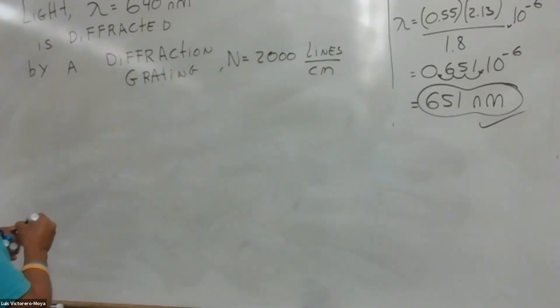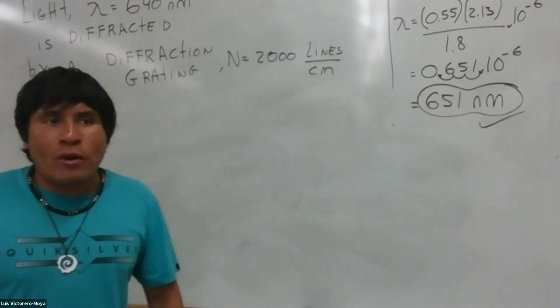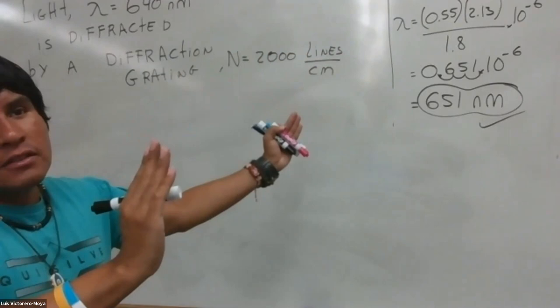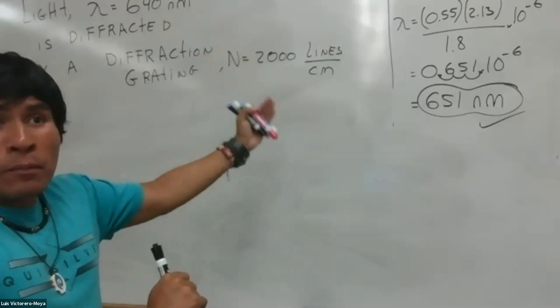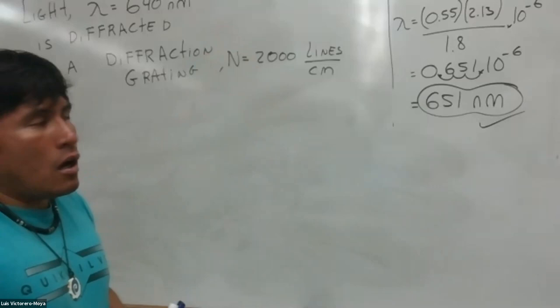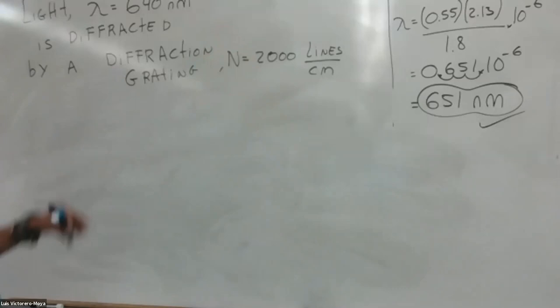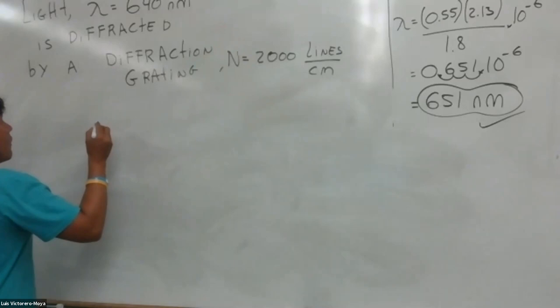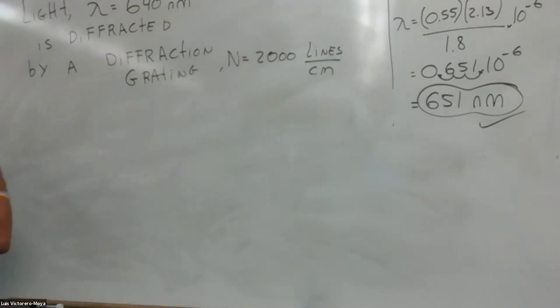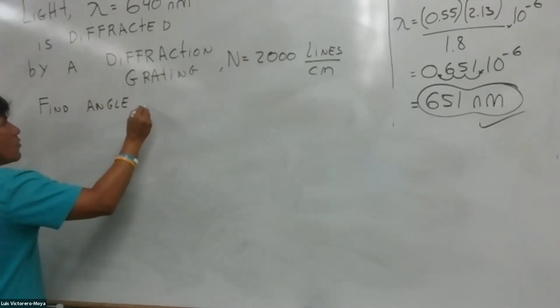When white light is diffracted through a grating, what you will see on the screen is the spectrum of light, like red, orange, yellow, green, blue, purple, right? Those colors of the rainbow, that's what you will see when you go through a diffraction grating. So let's say here, find the angle for the first order spectrum.